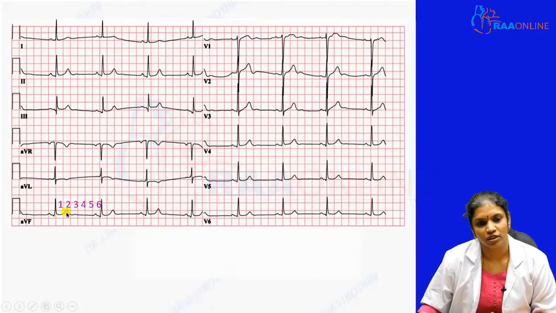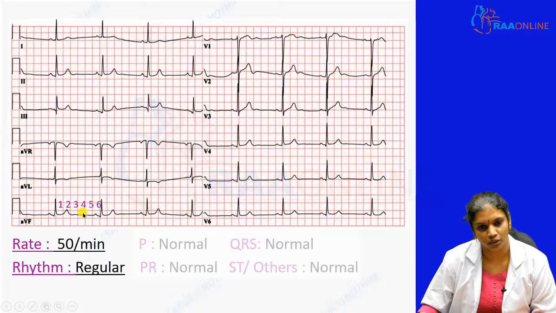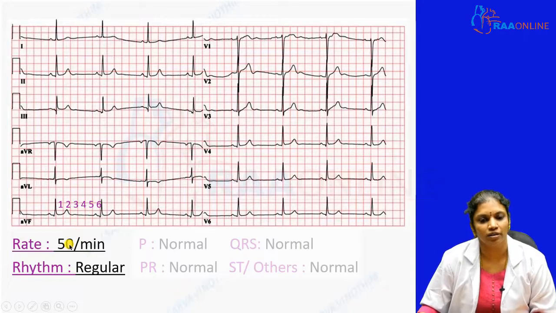Coming to this ECG, here also we can see each P wave is being followed by the QRS complex and the QRS complexes are occurring at regular intervals. So the rate is going to be 300 divided by 6 large boxes, which is 50 per minute, and it is a regular rhythm. So this is sinus bradycardia.